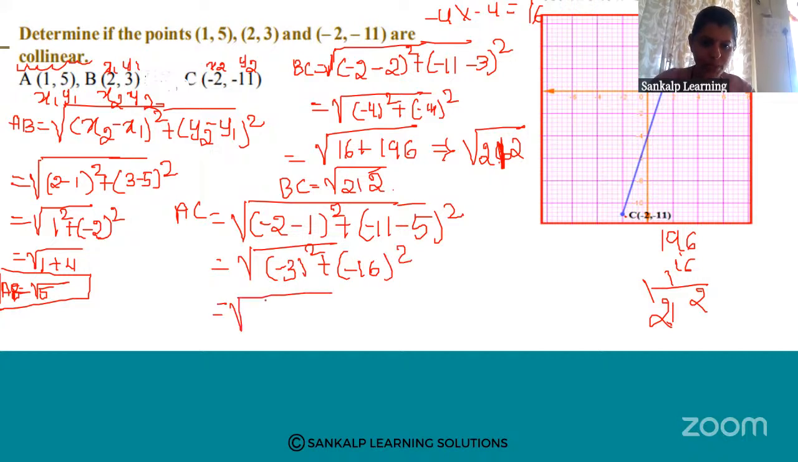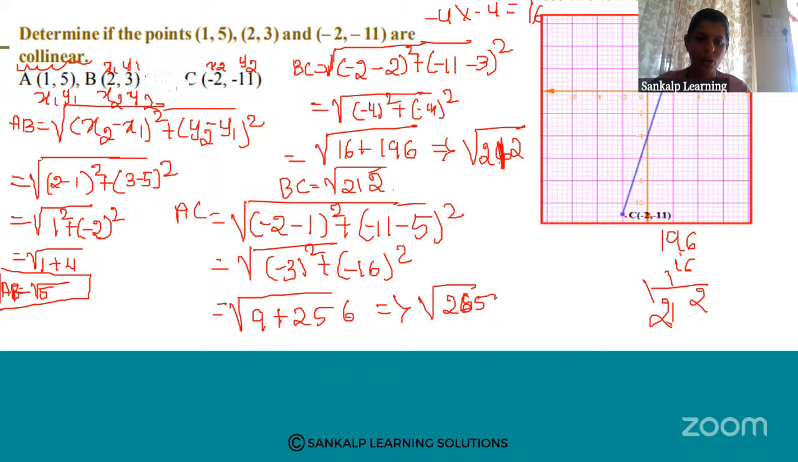Minus 3 square is 3 3s are 9, minus into minus it is plus, 16 whole square. 16 square is 256. Now 256 plus 9 is 265. Right?